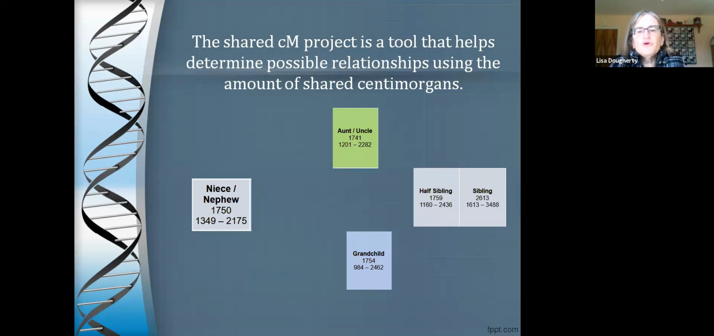So you can see that there's quite a bit of variation here. The average is the number in the middle. So though a niece or a nephew has been reported as low as 1349 and as high as 2175, the average number of centimorgans shared with a niece or nephew is 1,750. So you can see this is where this data comes from. It comes from actual relationships, and this data is pretty reliable.